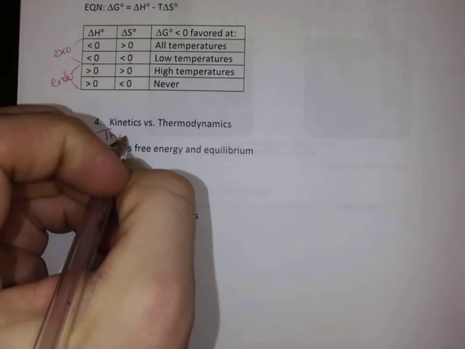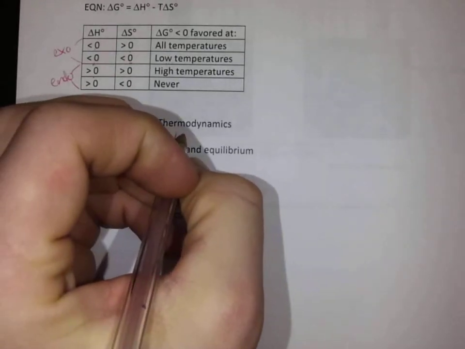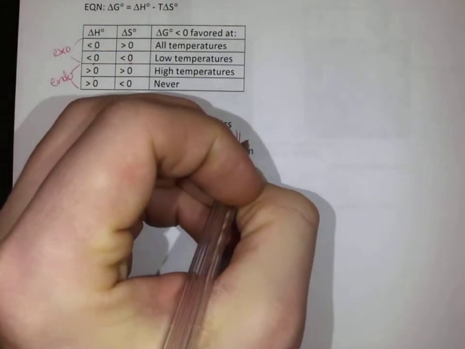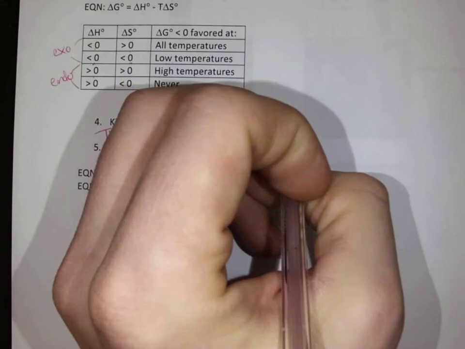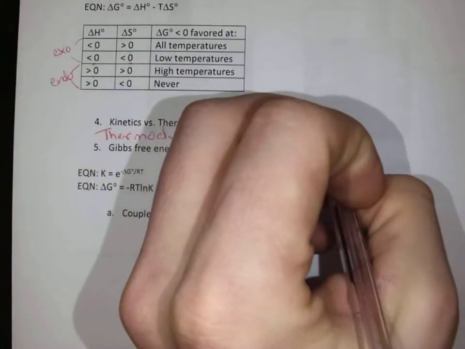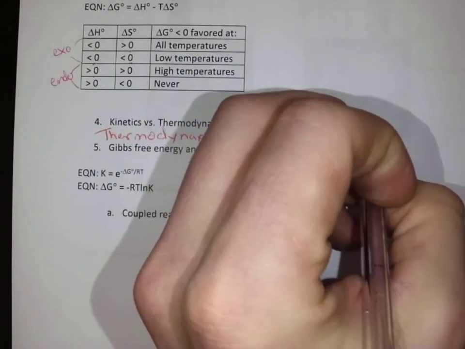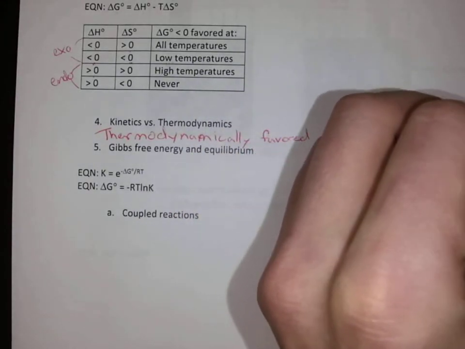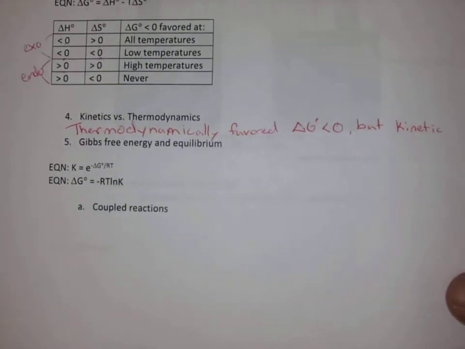So maybe thermodynamically favored, there we go. If it is thermodynamically favored, our delta G naught would be less than 0, but there may be kinetic control. Oftentimes when we're thinking about reactions, we think about thermodynamic control versus kinetic control. This happens all the time. We have to think about thermodynamics and kinetics all the time.